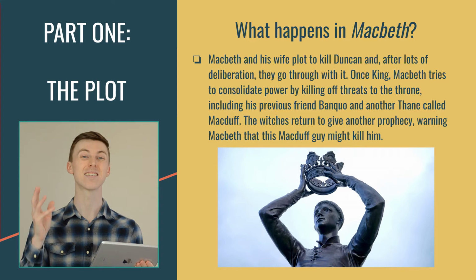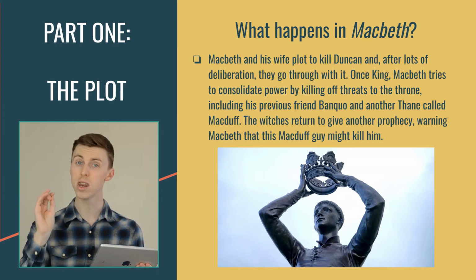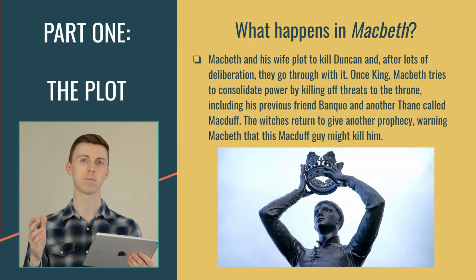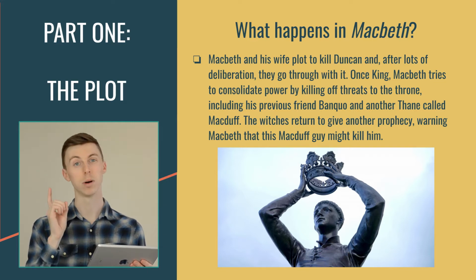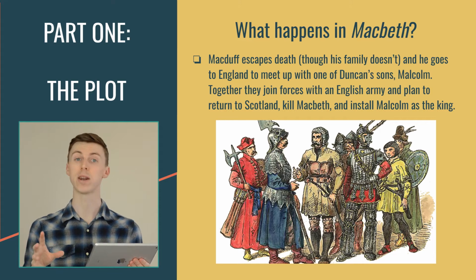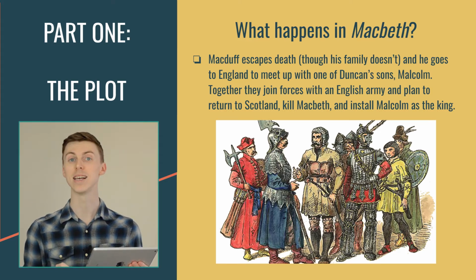killing them. This is compounded by the fact that Macbeth goes to see the witches once more, and they give him another set of prophecies, this time warning him that Macduff might well be the man to kill him. Ultimately, Macbeth manages to kill Banquo, but Macduff manages to escape. Not only does Macduff escape death, but he manages to go over to England and meet up with Malcolm. Now, Malcolm is the eldest son of the late King Duncan.